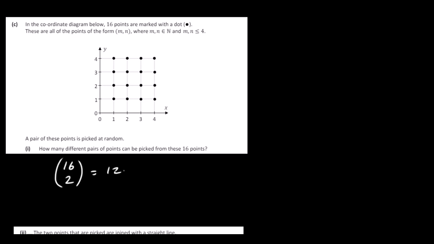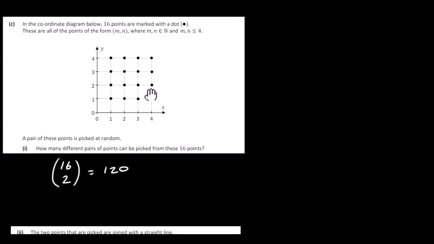which is 120. This is like having 16 people standing in front of you and you've got to pick a team of 2. How many different ways are there of picking a team of 2? So you can't repeat any pairs. So this would be 16 choose 2 rather than 16P2, which would be arranging pairs rather than choosing. Okay, so that's the first part.